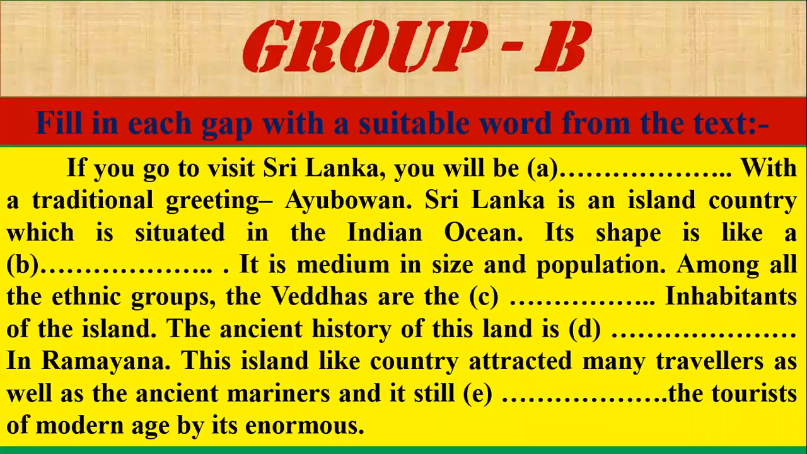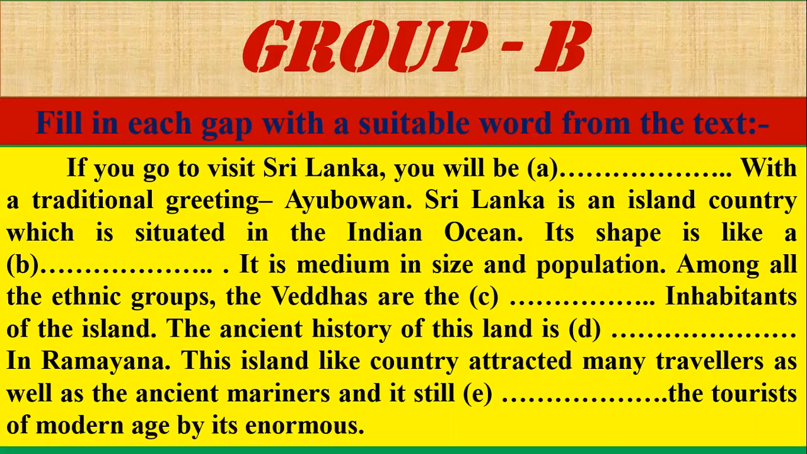Learners belonging to group B, you have to fill in each gap with a suitable word from the text. If you go to visit Sri Lanka, you will be given a gap A dash greeting. Sri Lanka is an island country which is situated in the Indian Ocean. Its shape is like a gap B dash. It is small in size and population among all the ethnic groups; these are the gap C dash.